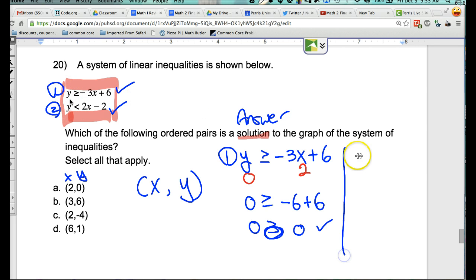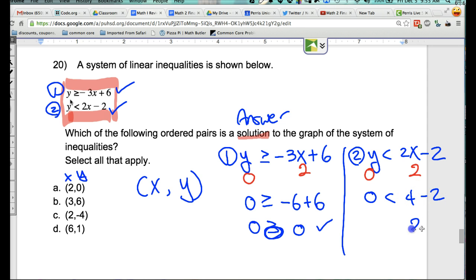So what I'm going to do next is I'm going to copy down my second equation. y is less than 2x minus 2. And now I'm going to do the same thing. Instead of x, I'm going to plug in 2. And then instead of y, I'm going to plug in 0. Okay? So now let's rewrite the equation and see if this is working. But this time, instead of the letters, I'm going to put in the numbers. So 0 is less than 2 times 2 is 4 minus 2. 4 minus 2 is 2.